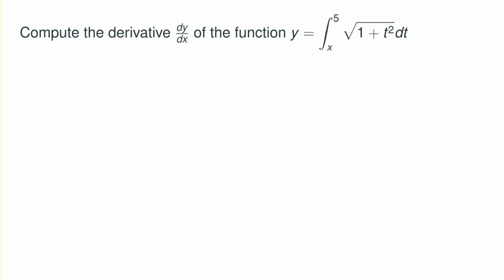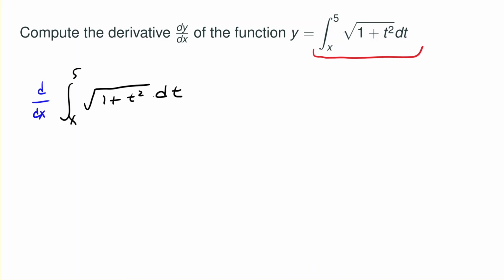Compute the derivative of the function y equals the integral from x to 5 of the square root of 1 plus t squared dt. Here we have an area function. This entire thing is a function. Right? So we're taking the derivative of that function. So we have the area function from x to 5 of the square root of 1 plus t squared with respect to dt. And we're taking the derivative of this function.